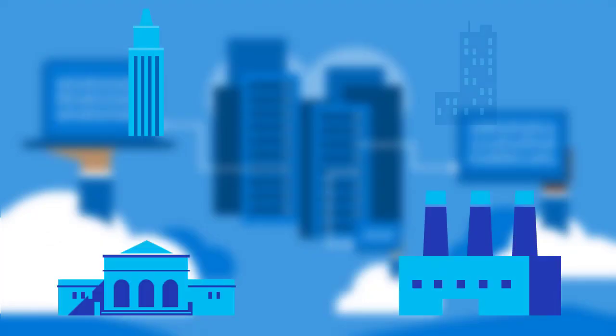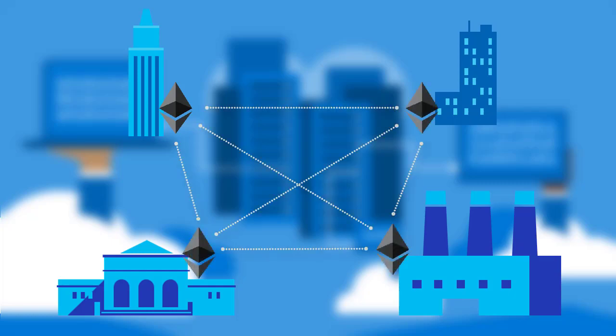A consortium is usually formed when a group of businesses want to collaborate and share information using a blockchain distributed ledger. One member of the consortium will need to take the lead in establishing the first set of nodes. Once that's done, other members can deploy their nodes and join the network.